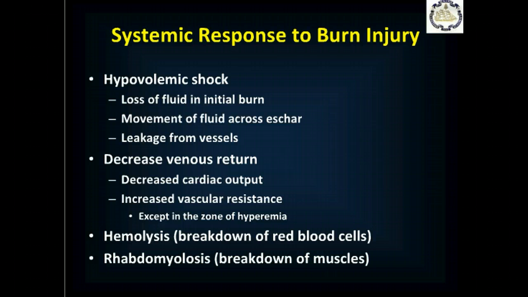You get hemolysis, which is breakdown of red blood cells, and that can damage your kidneys. It also decreases your ability to carry oxygen. And you get rhabdomyolysis, or breakdown of muscles. That muscle breakdown is particularly damaging to your kidneys, and it releases a lot of other toxins into the bloodstream that challenges your already challenged burn patient's status.